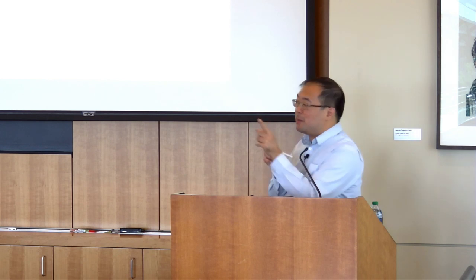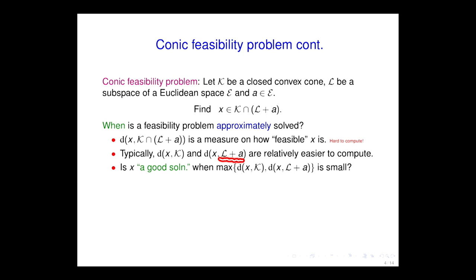But on the other hand, if you just try to compute a projection onto the two constituent sets, like the affine set, you have a closed form formula for projection onto an affine set. And for the distance to the cone, if we are looking at the non-negative orthant or the PSD cone, we have a closed form formula for the distance. Even for the exponential cone, we can rely on MOSEK. They have a nice numerical routine, at least they advertise that. So these things would be relatively easier to compute.